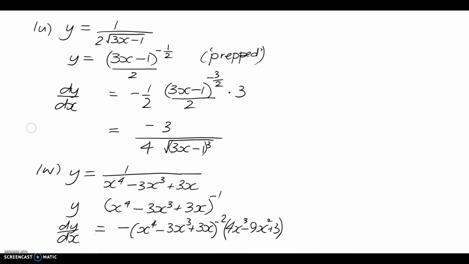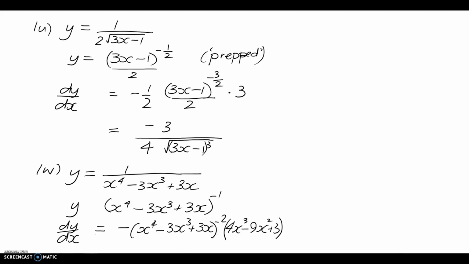Next one, first of all I have to prep it, which means write it in a user-friendly way that I can do the derivative of. So the square root of 3x minus 1 would be a power of a half, but because it's 1 over that, it's minus a half. The 2, however, is not part of that square root, so it remains on the bottom. It doesn't have a negative power or a square root over it. So it's prepped, ready to go.